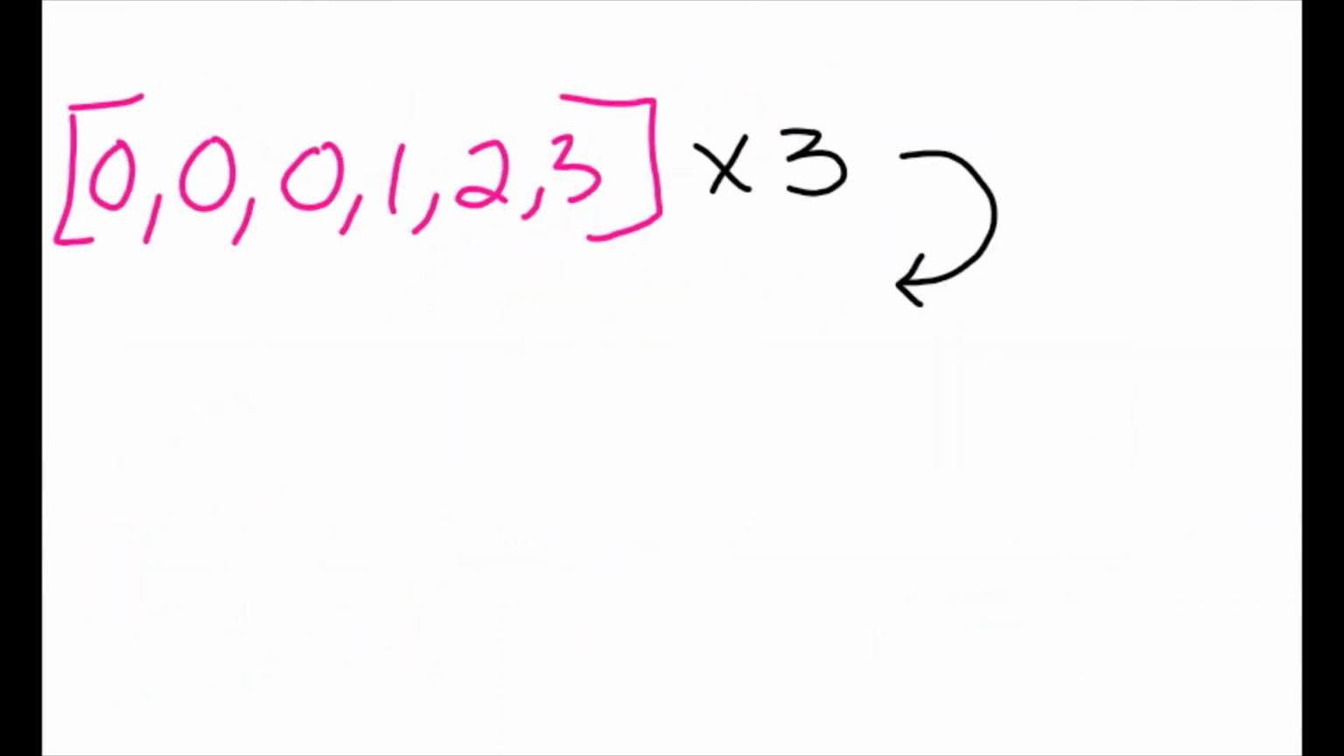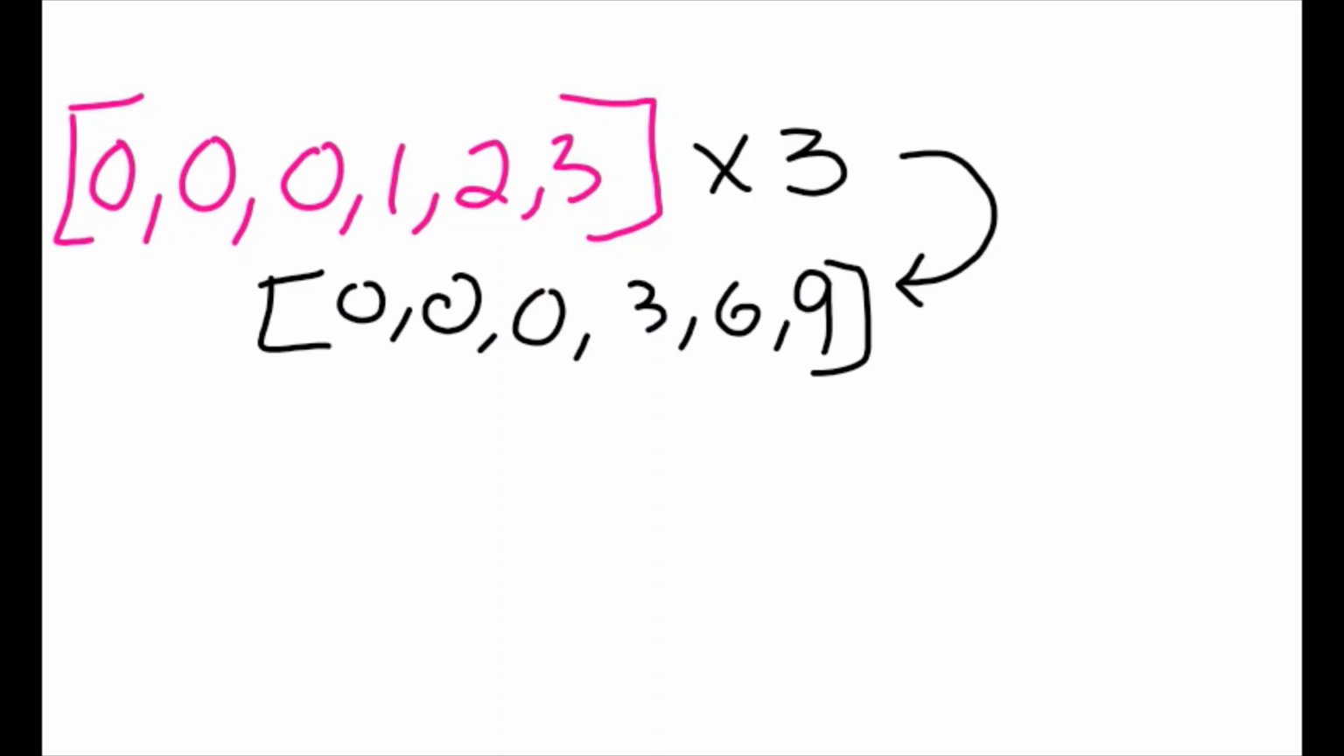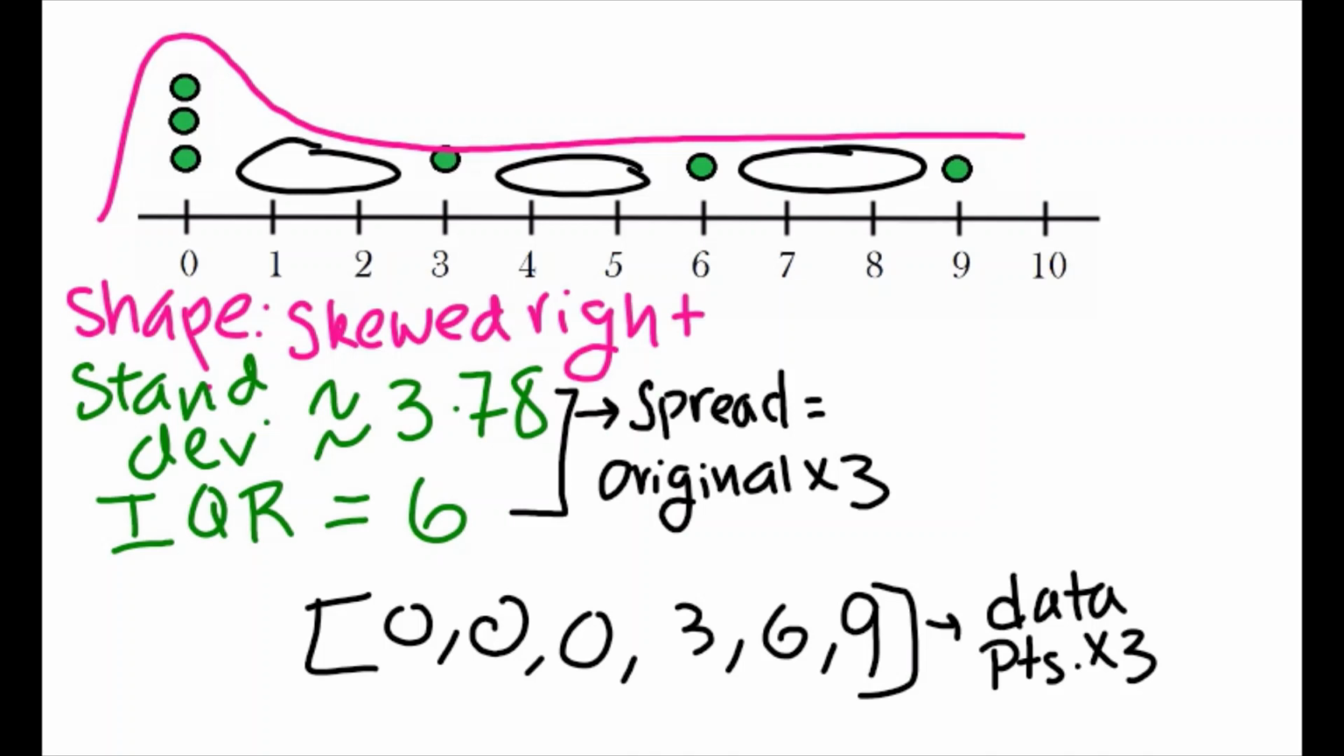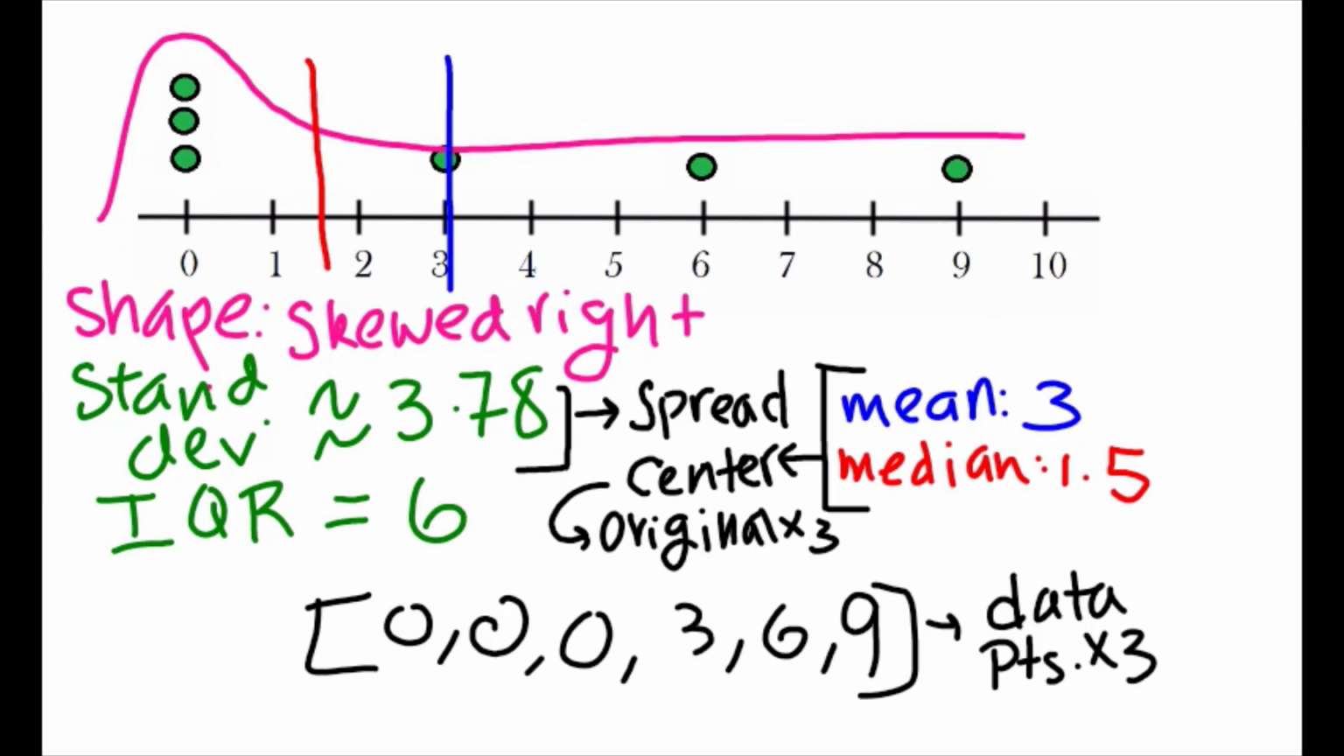Now let's go back to our original dataset and multiply all the points by 3 to get our new dataset as 0, 0, 0, 3, 6, 9. Now if we look at our dot plot, we have the same overall distribution shape, still skewed to the right. But now our spread has changed, as shown by the gaps between our data points. If we calculate our new standard deviation and IQR, we see that it is 3.78 and 6 respectively, as each measure of spread was tripled, the same transformation we had done to our individual data points. What's more, our measures of center also tripled, with our mean now being 3 and median of 1.5.